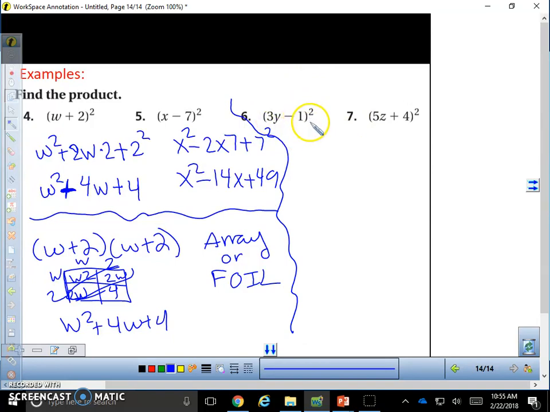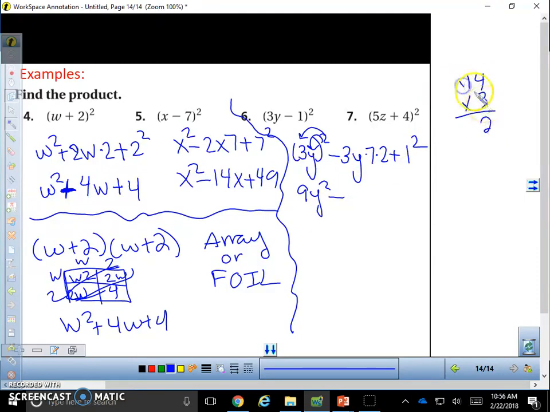This one says minus as well. Now we're going to do 3y squared minus 3y times 7 times 2, forgot that 2, plus 1 squared. 3 squared is 9, y squared is y squared, minus 3 times 7 times 2, 14 times 3. 52y plus 1. Again, please use an array or FOIL if this is getting too complicated.